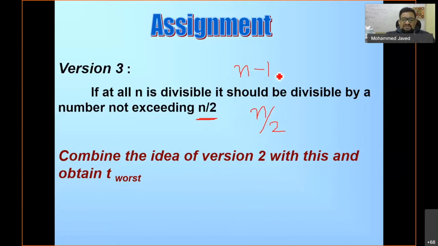So now you can see that the time complexity of this version 3 algorithm becomes again half of version 2, right? It becomes almost half of the version 2 algorithm. Now can you combine the idea of version 2 with this one to obtain the worst case? This you have to do. What is the time complexity?